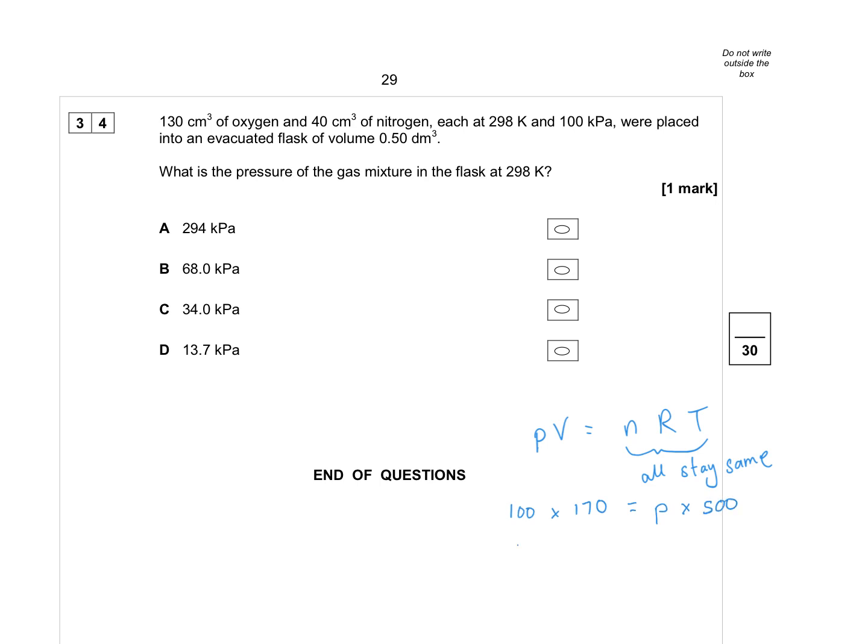If you do physics, you might have learnt this as P1V1 equals P2V2, but if you don't do physics, don't worry about it. So we can work out the new pressure from the original pressure and volume divided by the new volume. Okay, so the answer is C. And that's the end of this paper.